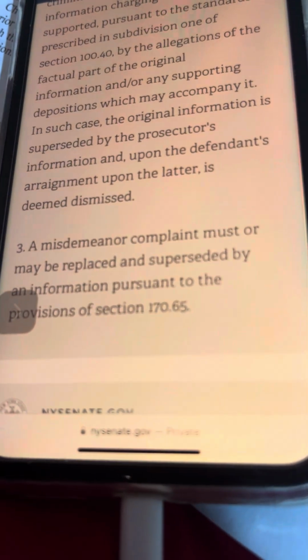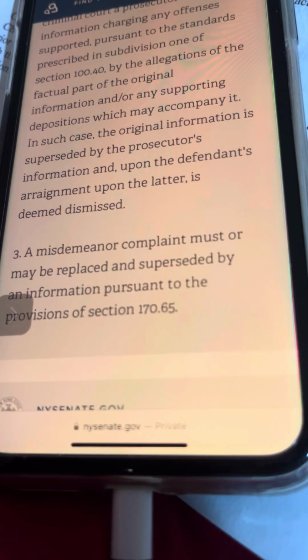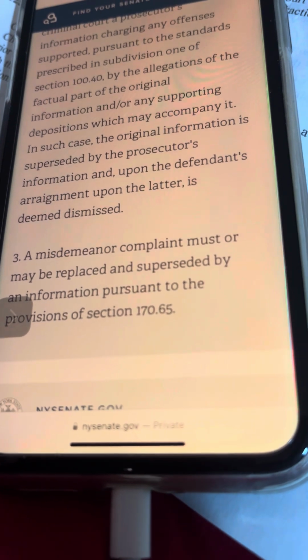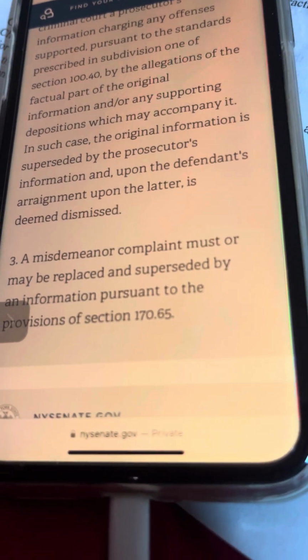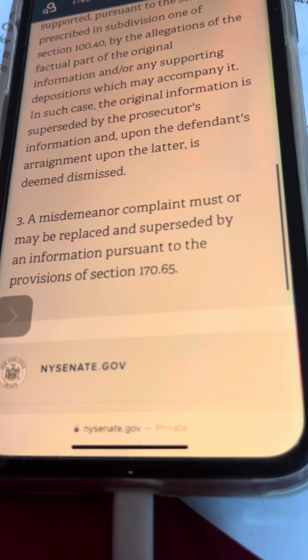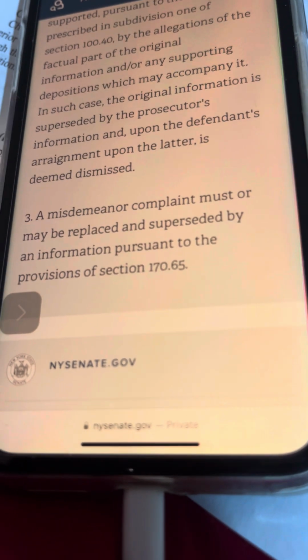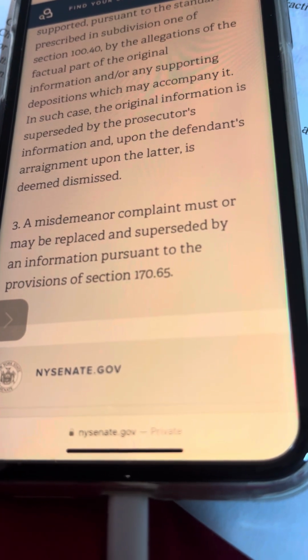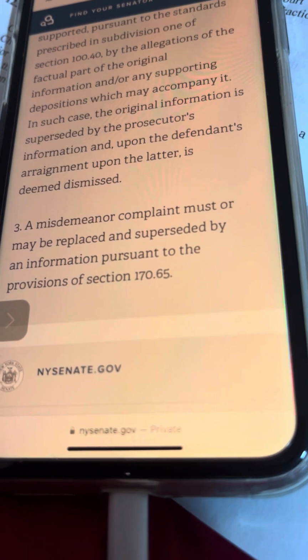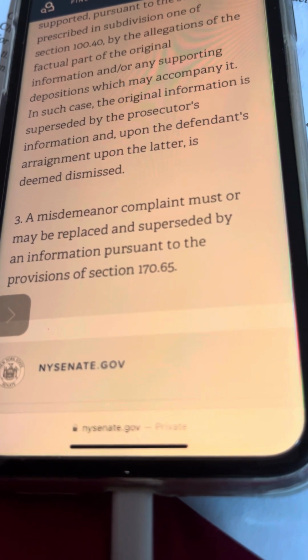And we'll just close it out with the last, number 3. A misdemeanor complaint must or may be replaced and superseded by an information pursuant to provisions of section 170.65. So it's basically saying that an information can supersede a misdemeanor complaint.